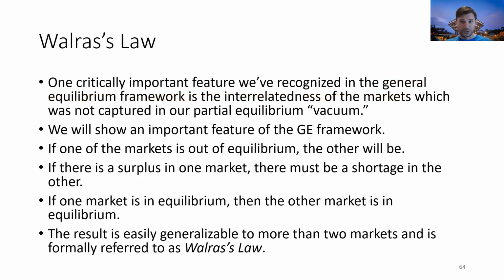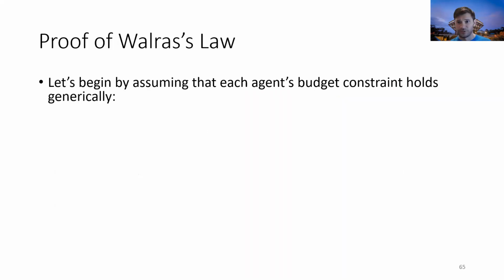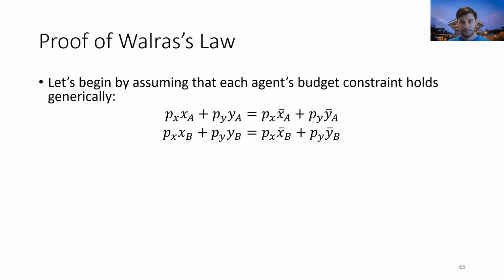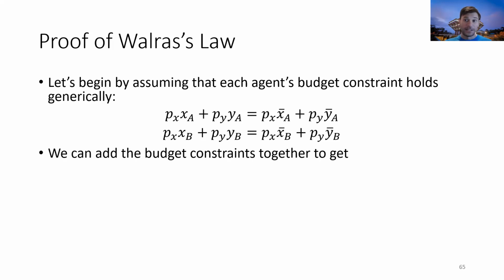So what I want to do here is prove this for our Edgeworth box economy that we've been dealing with. And I'm going to prove it in a very general sense. Okay. Let's begin by assuming that each agent satisfies their budget constraint. Each agent is abiding by their budget constraint. And if they have monotonic preferences, we know from 100A that expenditure should exactly equal or use up their whole budget. What I'm going to do next is add both constraints together.